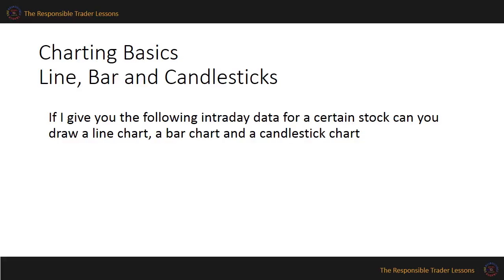A chart is a graphical representation of data in which the data is represented by symbols such as a line chart, a bar chart, or slices in a pie chart. A chart can represent tabular numeric data, functions, or some kinds of qualitative structure, and provides different information. If I give you the following intraday data for a certain stock, can you draw a line chart, a bar chart, and a candlestick chart?